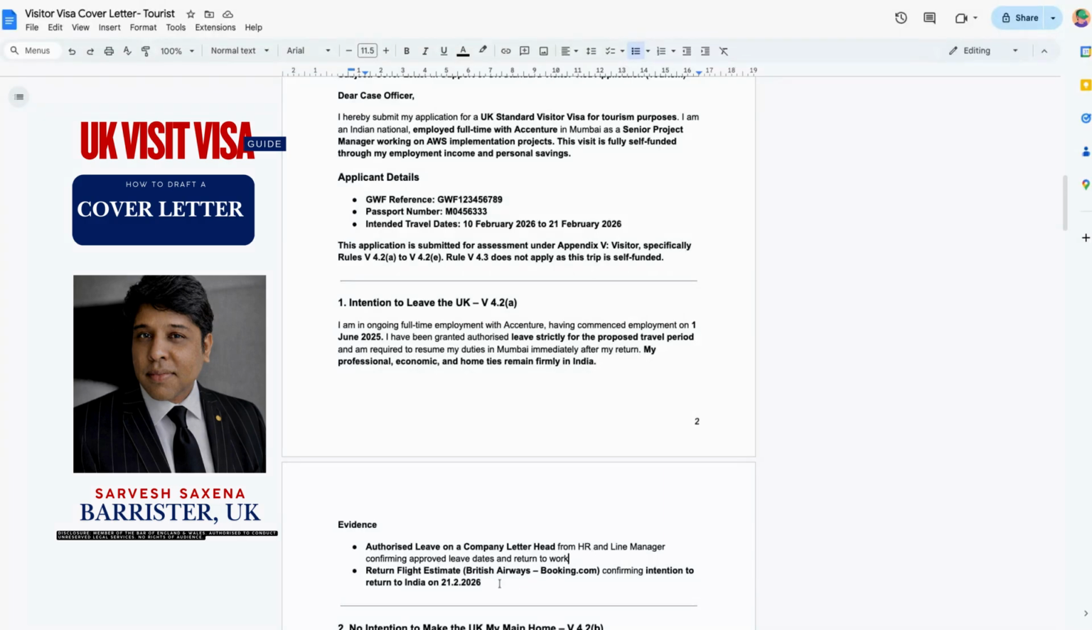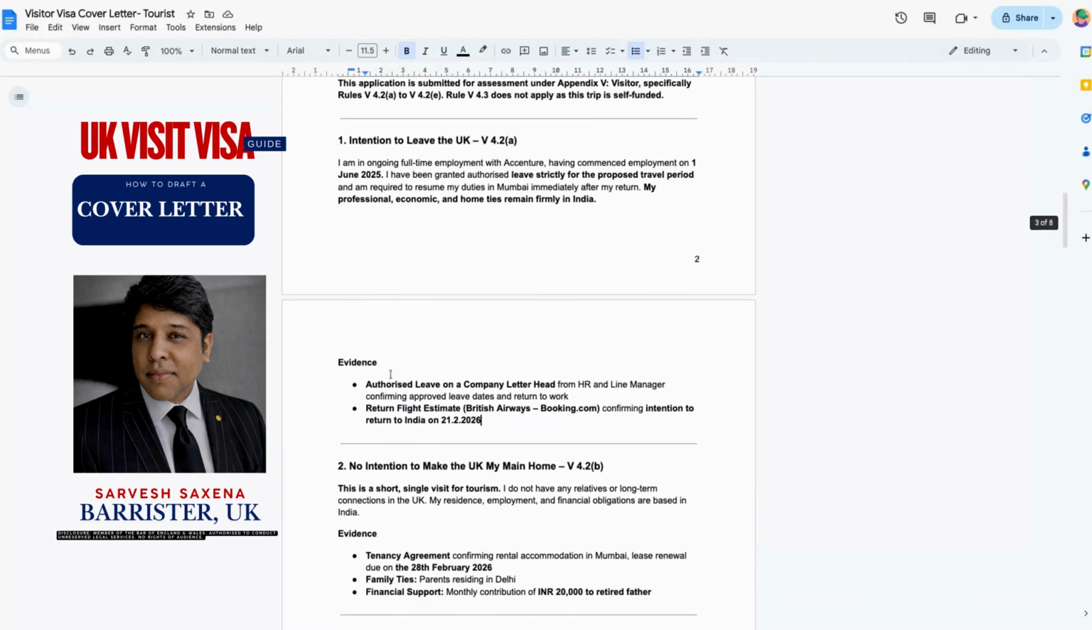Okay. Then there is an estimate of return flight. So when you want to plan for the UK, what is the guarantee that you will come back? Another way to prove that is you have a return flight estimate that shows that you will be returning on 21st of February. So these are the two things that I'm providing to prove point number one.